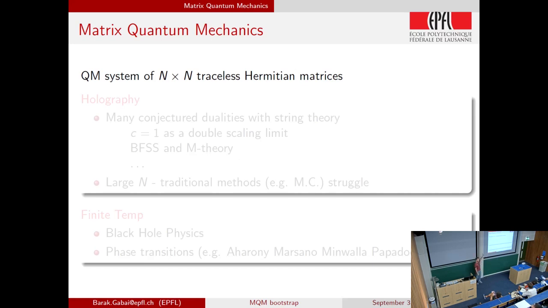We're going to talk about the quantum mechanical system. This is a standard quantum mechanical system, but with a lot of degrees of freedom, order N squared. So when N is large, it's a very big quantum mechanical system. And they are organized into N by N Hermitian traceless matrices.